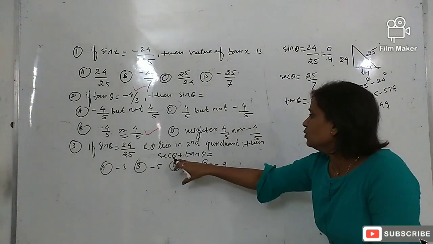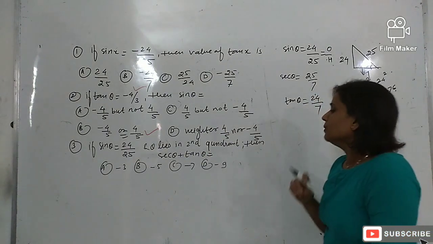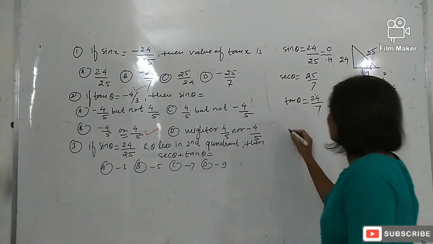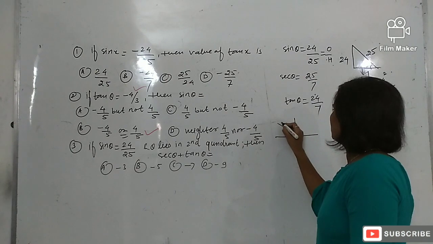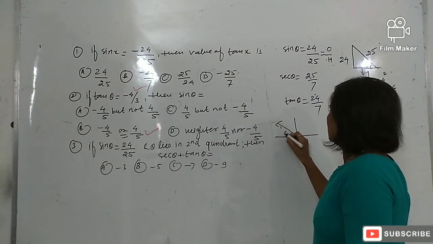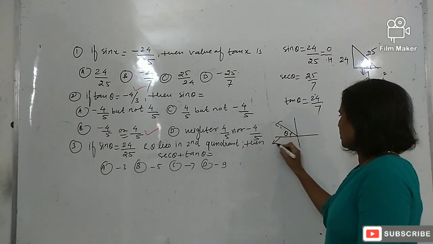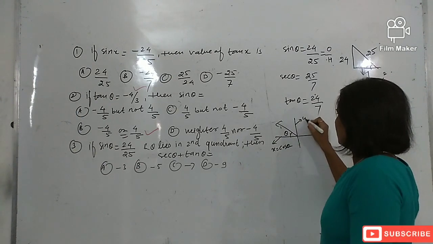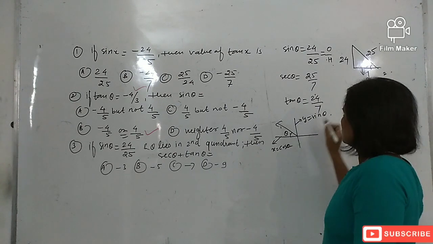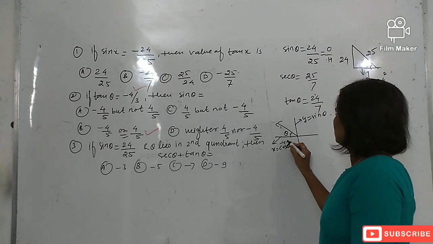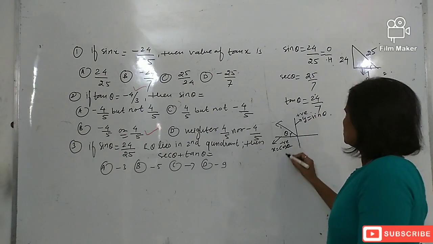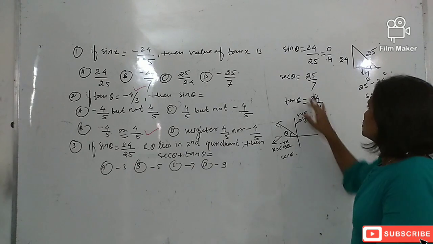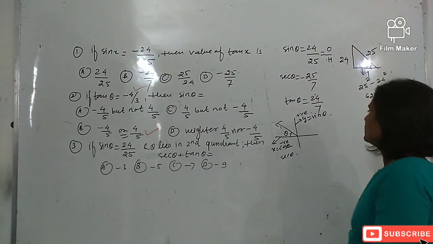And then find out sec theta plus tan theta. But before that, just remember this condition that theta lies in the second quadrant. Suppose this is your theta. So this x coordinate is the cos theta value, and this y coordinate is the sin theta value. Okay. So in the second quadrant, cos is negative and sin is positive. So cos is negative means what? Cos is negative means sec is also negative. So this value of sec is negative.